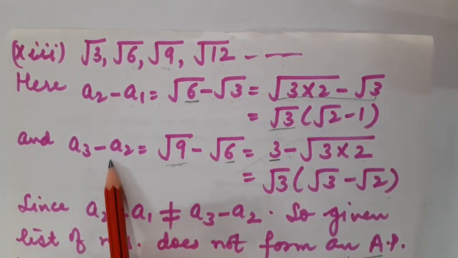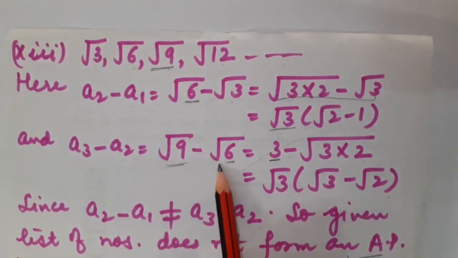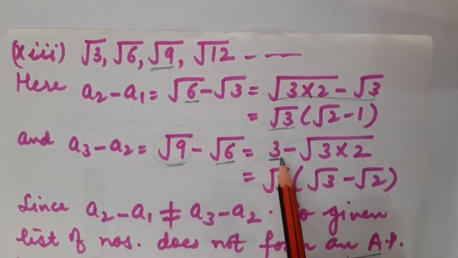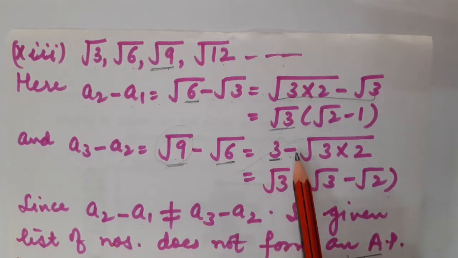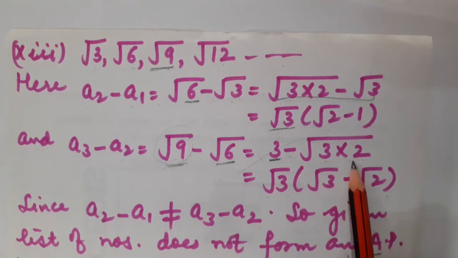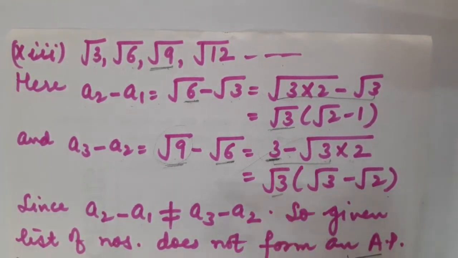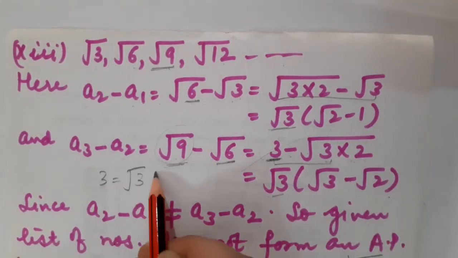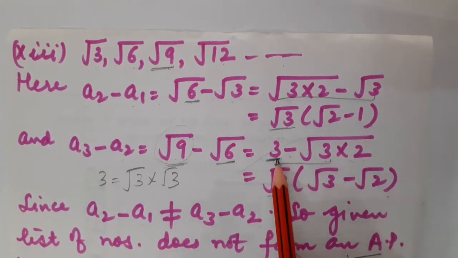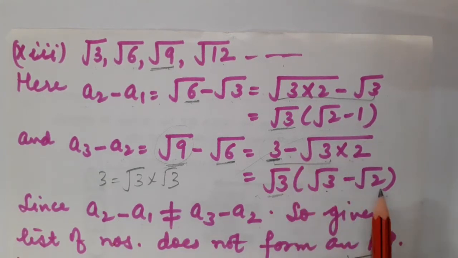Now let us switch to the next difference. It is A3 minus A2. What is A3? That is root 9, minus, what is A2? That is root 6. 9 is a perfect square, so while taking its square root, you will be getting 3, minus root 6, which can again be written as root 3 into root 2. Now from these two terms, I can take root 3 as common. Why? Because this 3 can be written as the product of root 3 and root 3. When you take root 3 as common, here only root 3 is left, minus root 3 has gone outside, here only root 2 is left.